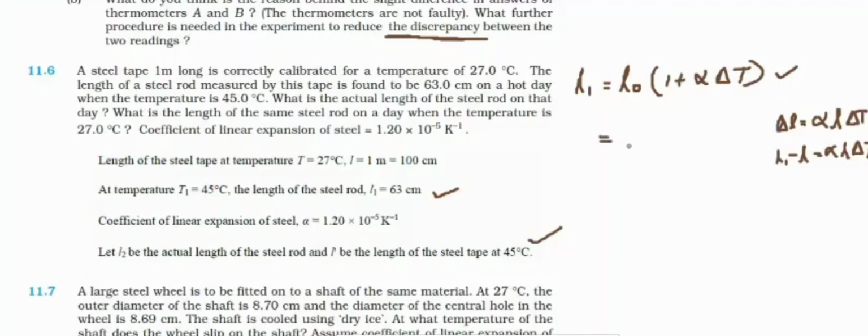The temperature at 45 degrees Celsius. Delta T you have to take as 45 minus 27 is delta T. So that the new length L can be calculated. And what is the actual length of the steel rod on that tape? Okay, which you got the answer. Then what is the length of the same steel rod on the day when the temperature is 27 degrees Celsius? You see there the tape is calibrated when temperature is 27 degrees Celsius. So if the temperature is 27 degrees Celsius, then you will get the exact length. That is 63 you will get. Otherwise, you can see because of the extension, it will be slightly greater than 63.